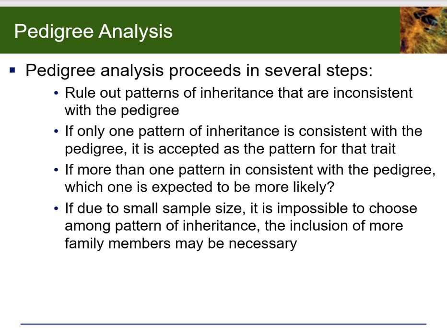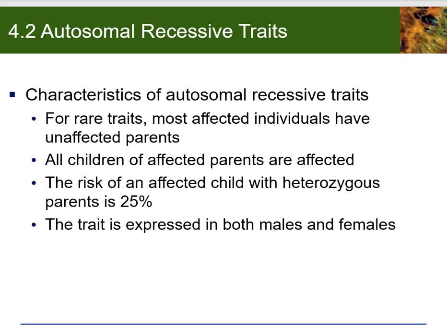So pedigree analysis proceeds in several steps. First, you have to rule out patterns of inheritance that are inconsistent with the pedigree. If only one pattern of inheritance is consistent with the pedigree, it is accepted as the pattern for that trait. If more than one pattern is consistent with the pedigree, which one is expected to be more likely? And if it's due to small sample size, it is impossible to choose among patterns of inheritance. The inclusion of more family members may be necessary.